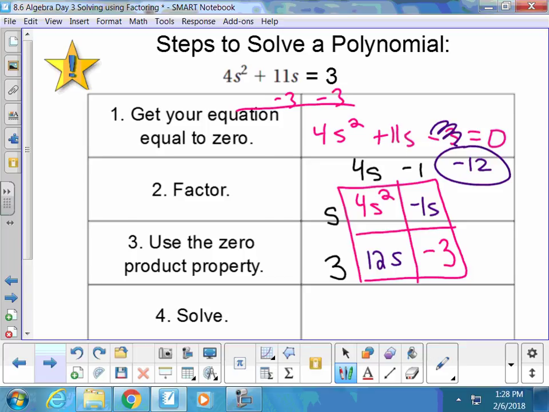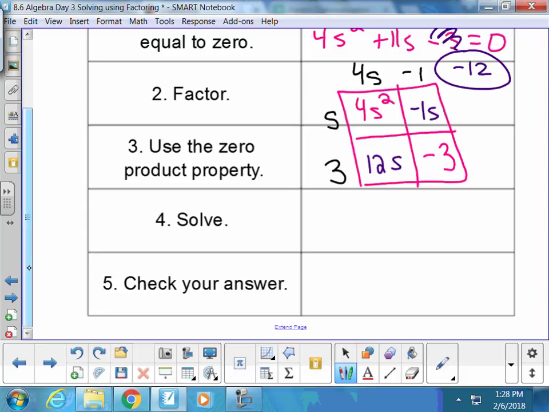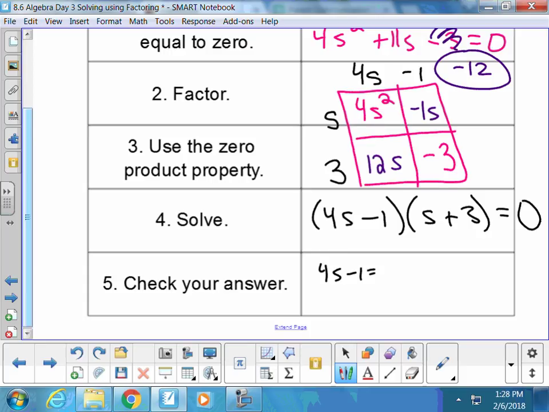So if this is an s, then this better be a 4s to make it work. And then that works, that works, that works. Checking all my boxes. Okay, so in factored form, here's how this would look. 4s minus 1 times s plus 3 equals 0. That is factored form. Now we just go that extra mile and we solve each binomial. So we set each binomial equal to 0. And we say 4s minus 1 equals 0, or s plus 3 equals 0.